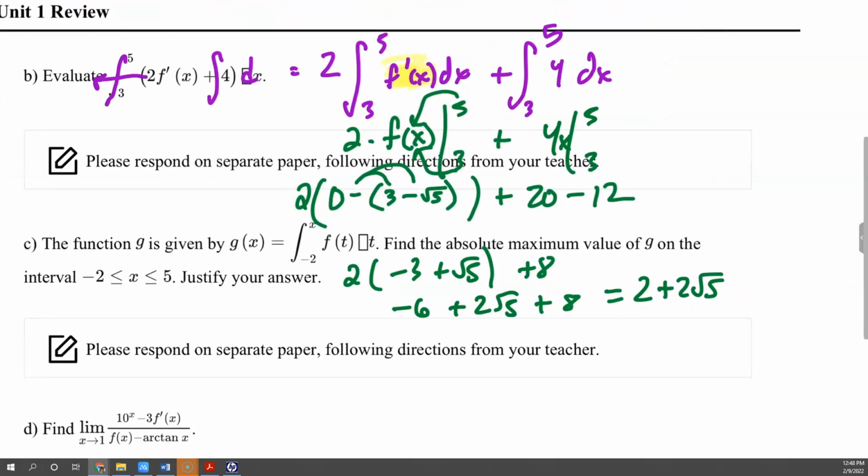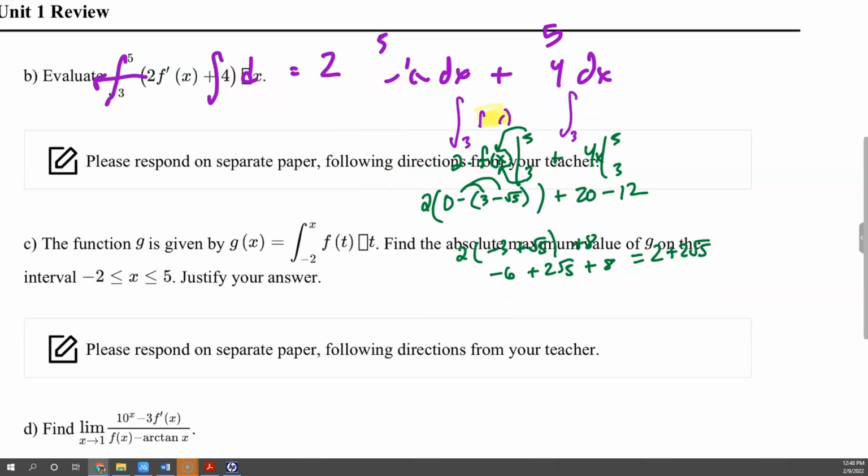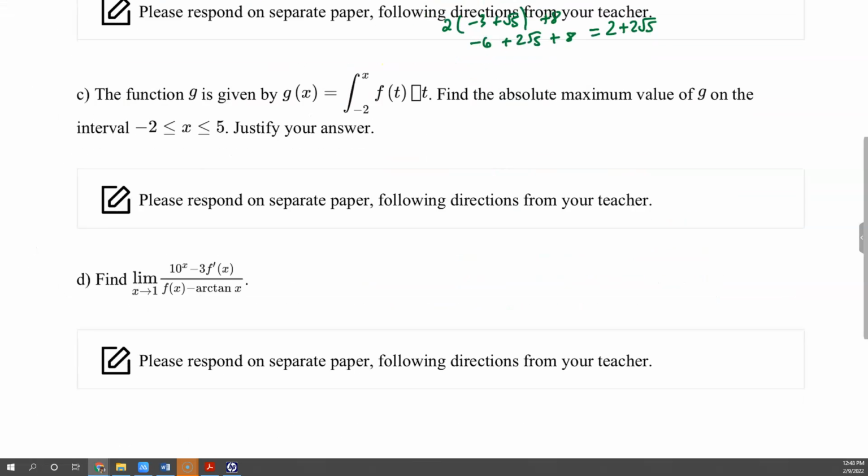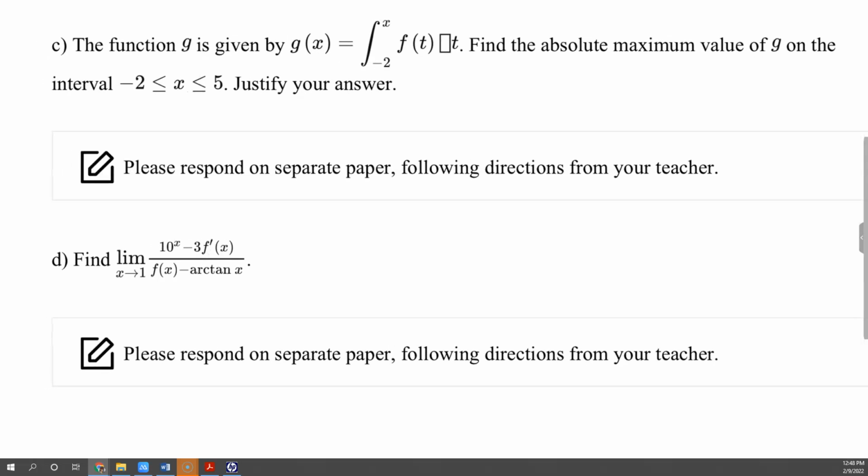Now we get crazy, guys. Haven't we even talked about maximum value in AB? Yes, but not in relation to integrals yet. But we definitely talked about absolute max. Check it out. Absolute max of g on the interval.